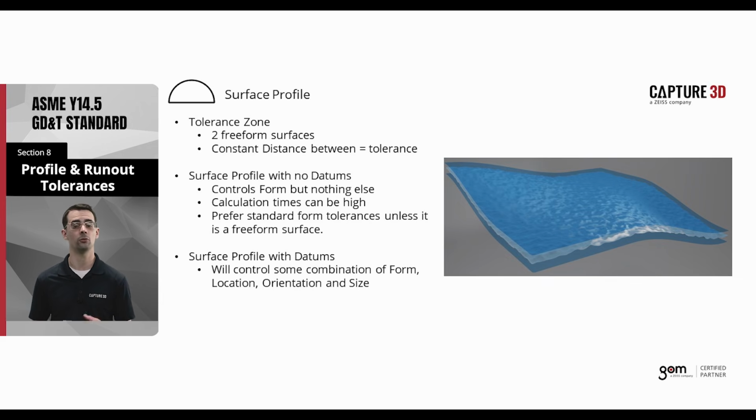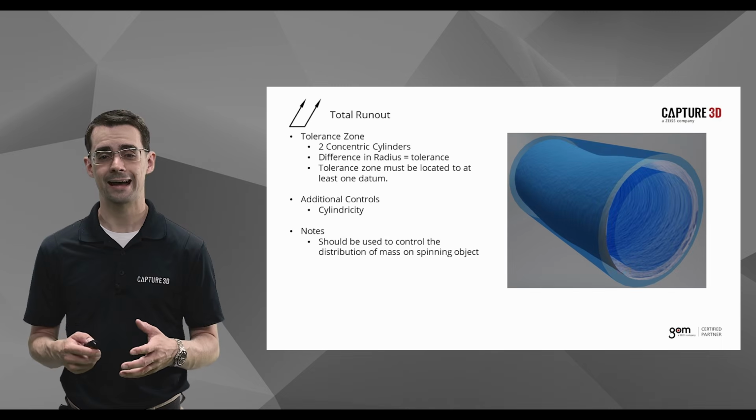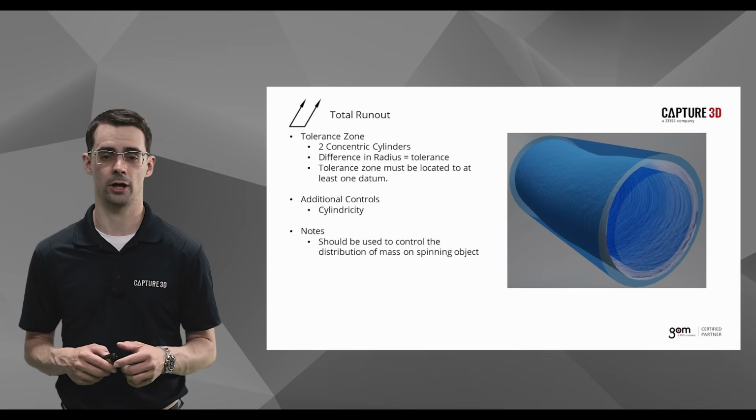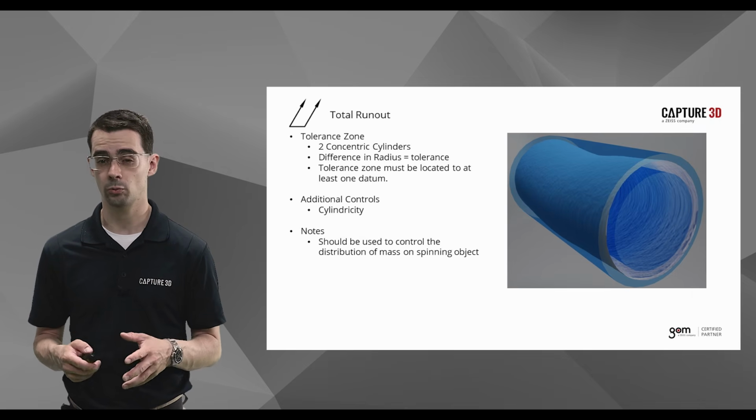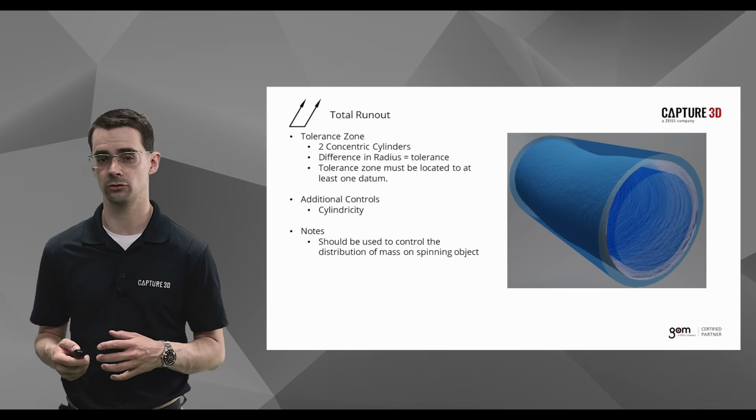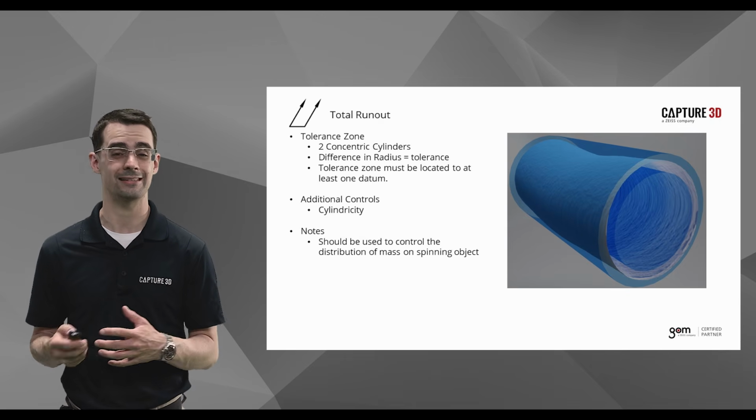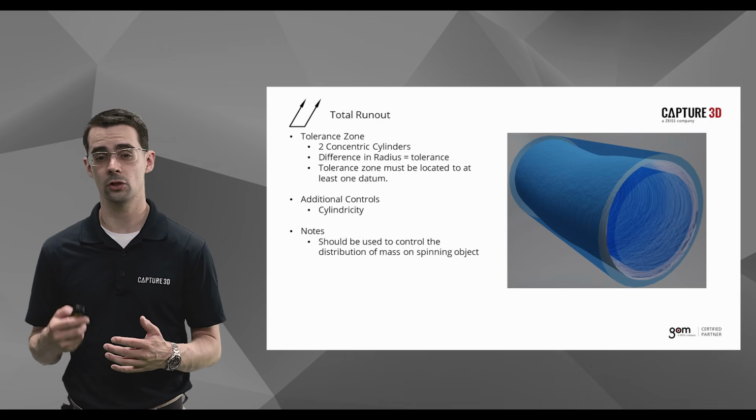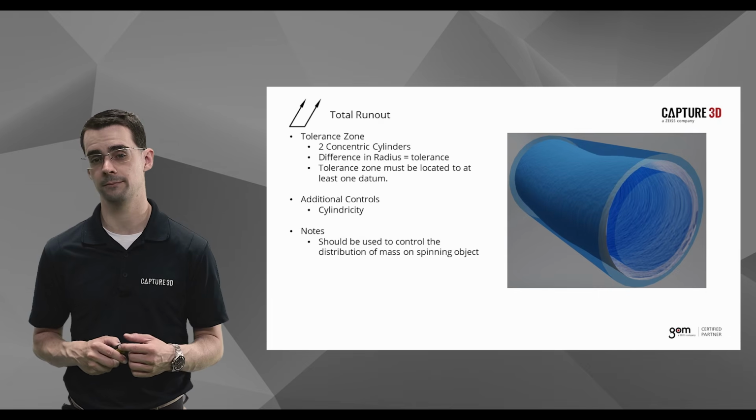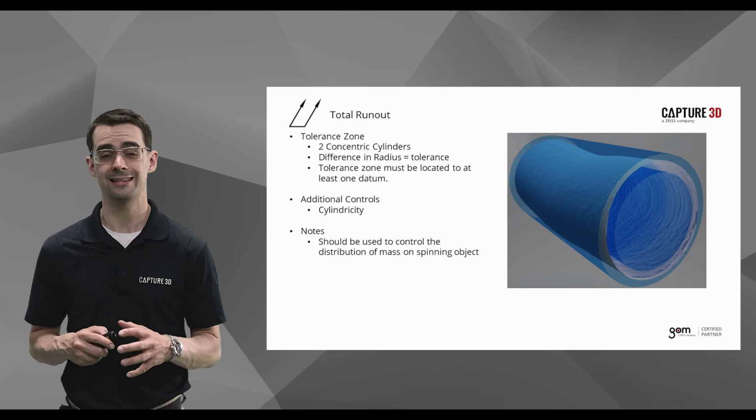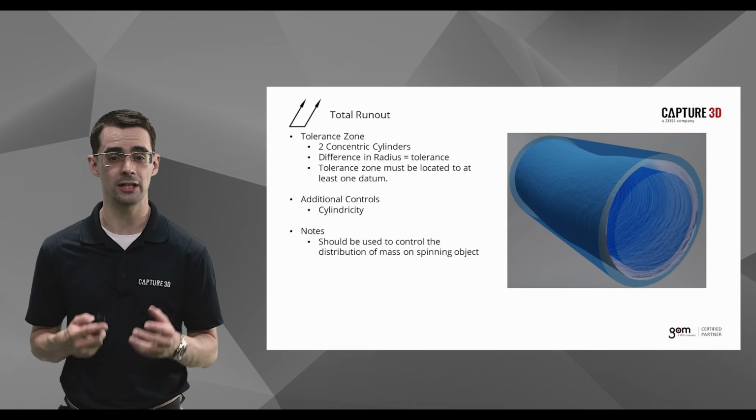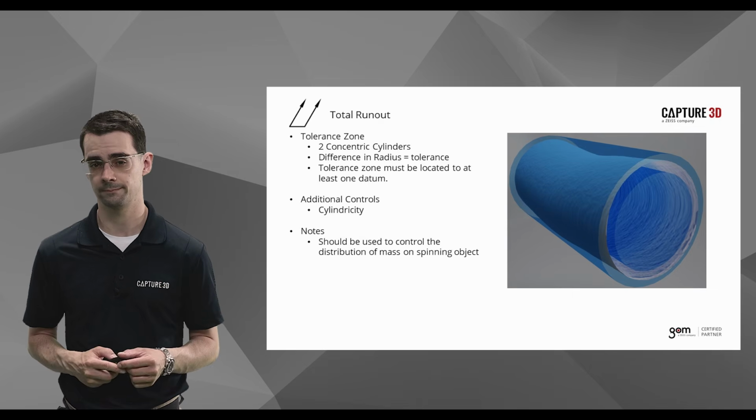Whenever you're able to, and only use surface profile when it's really needed. Runout is the last tolerance we're going to briefly touch on. The tolerance zone for total runout is two concentric cylinders, and the difference between runout and cylindricity is that runout is located relative to another datum. Because the tolerance zone is the exact same shape as cylindricity, it also controls cylindricity.